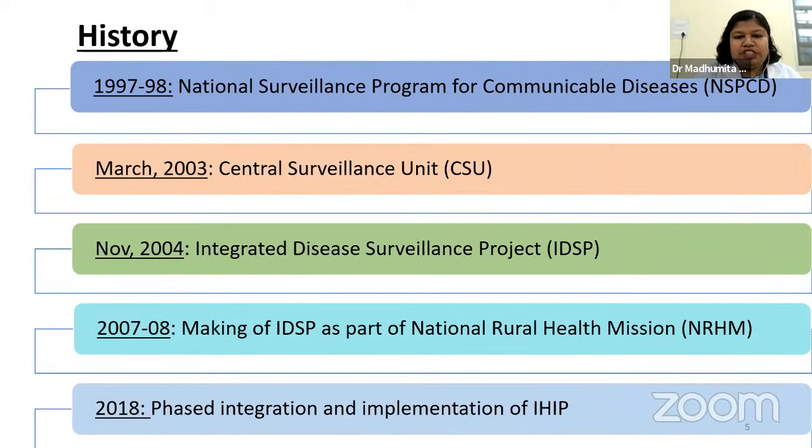Coming to the history of IDSP, IHIP, in 1997-1998, the National Surveillance Program for Communicable Diseases was started. In March of 2003, the Central Surveillance Unit was started. In November 2004, the Integrated Disease Surveillance Project was set up. In 2007 and 2008, IDSP was made a part of the National Rural Health Mission. And subsequently in 2018, the phased integration and implementation of IHIP was done.